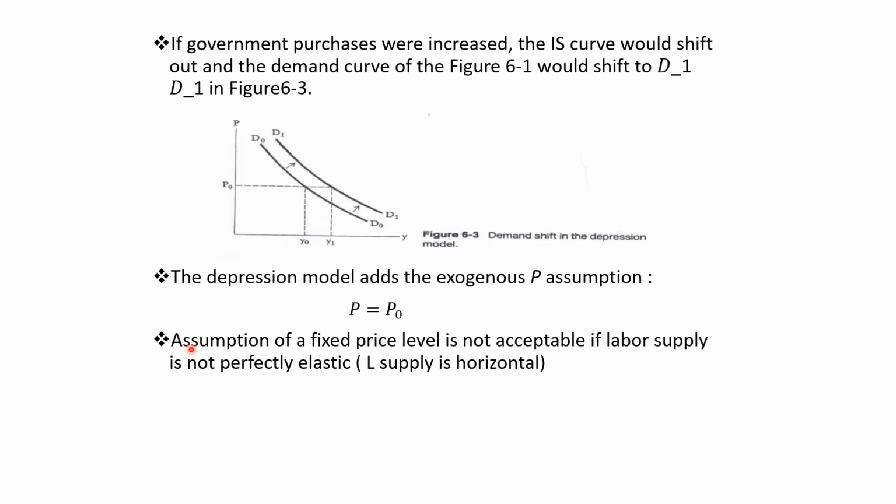Okay, so the main difficulty with this analysis is that the assumption of a fixed price level is not acceptable if labor supply is not perfectly elastic. We know this from our previous empirical observation. In the 1930s, when widespread unemployment prevailed, an increase in demand could have expanded production without resulting in so much price increase.